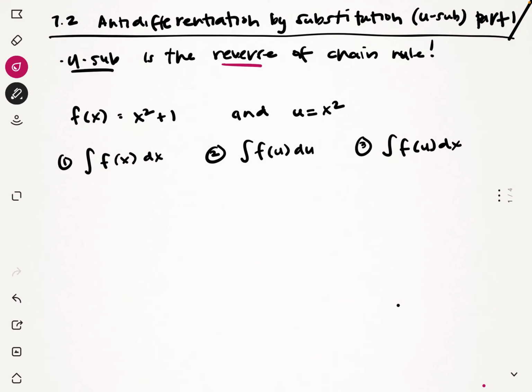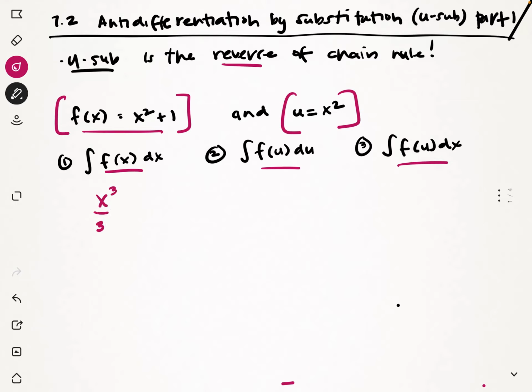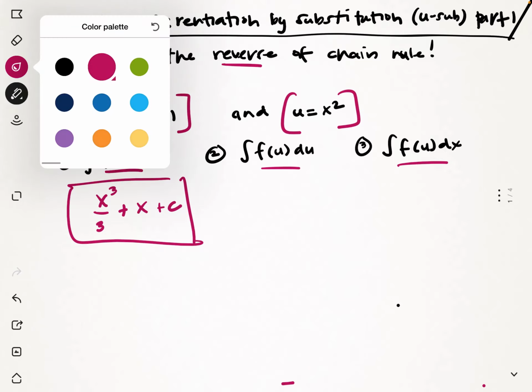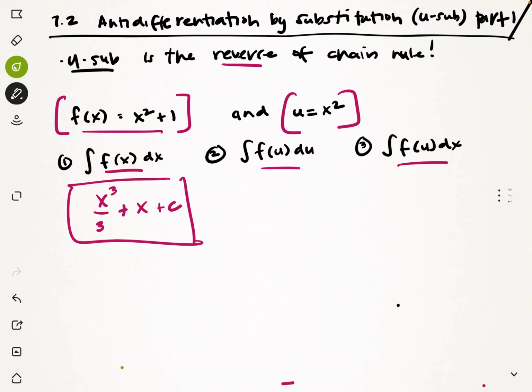This first part is saying that f of x is equal to x squared plus 1 and u equals x squared. So they're trying to demonstrate the difference between each of these three antiderivatives. Now the antiderivative of f of x dx is pretty straightforward. We're just going to find the antiderivative of x squared plus 1, which is going to be x cubed over 3 plus x, right? We're just using the power rule on both of those parts. We're also going to add in our plus c to make sure that we have the general antiderivative.